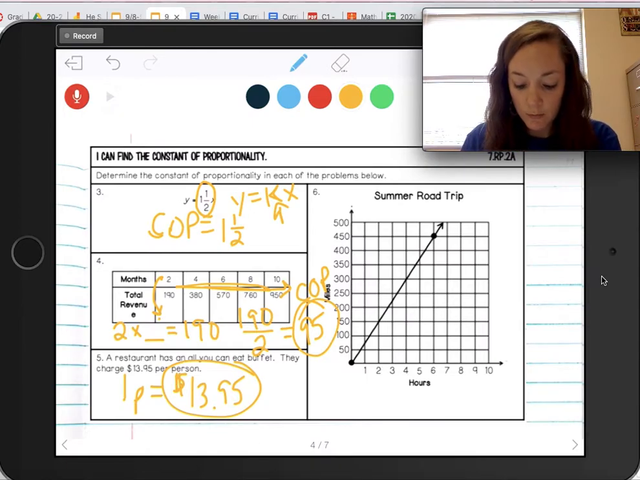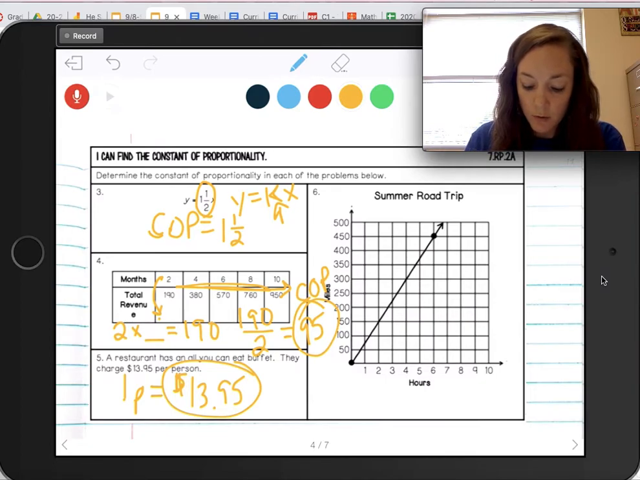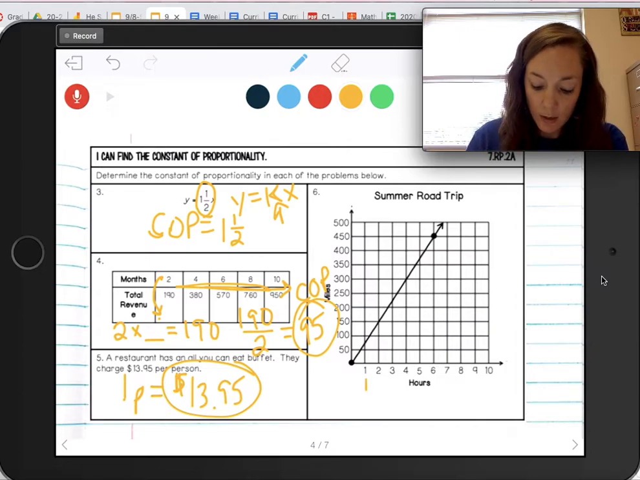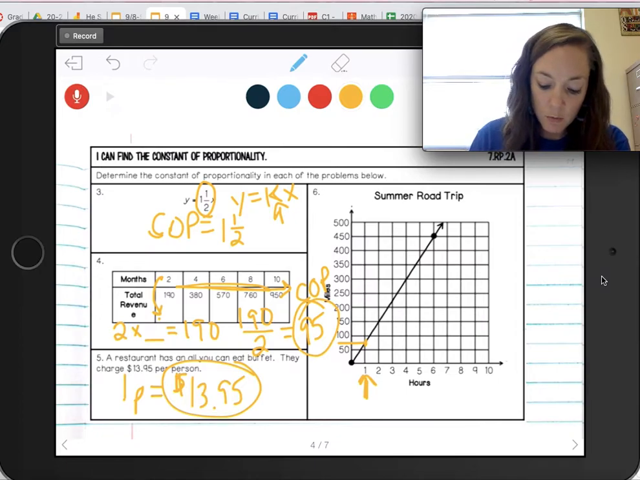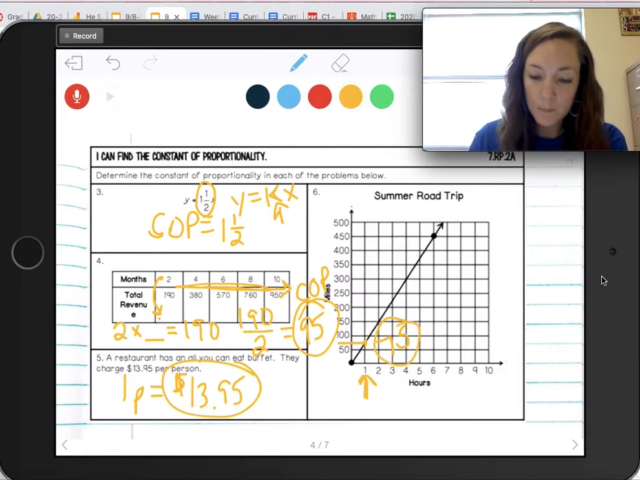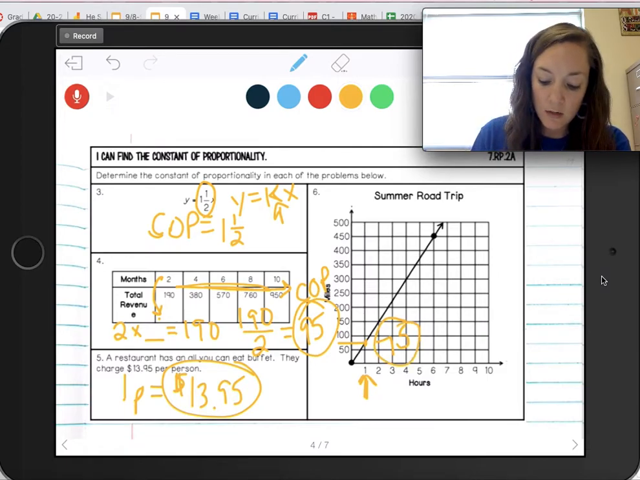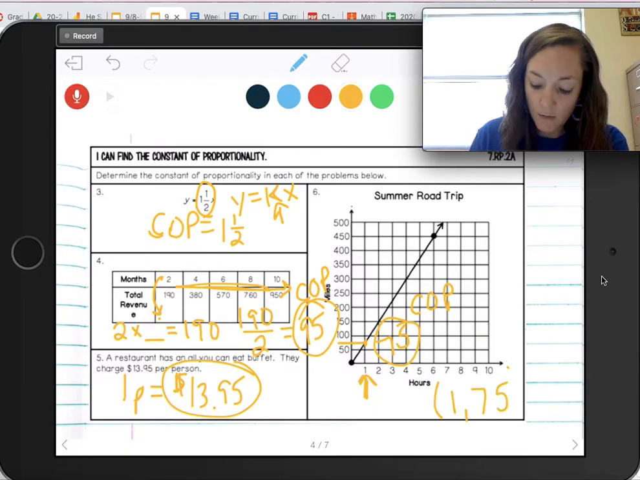Let's look at the last one. This is a graph of miles and hours on a summer road trip, and we need to find the constant of proportionality. We need to look at where the x value is 1, find that point, and figure out what the y is. To me, it looks like that y value is probably in between the 50 and the 100, so I'm going to take a guess here and estimate that the COP is 75. So the ordered pair would be 1, 75, with our COP being 75.